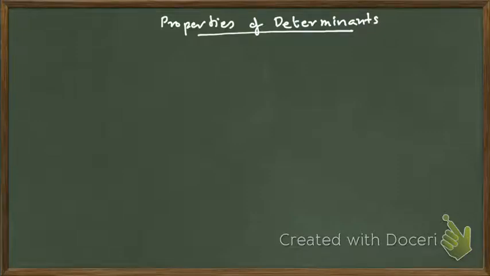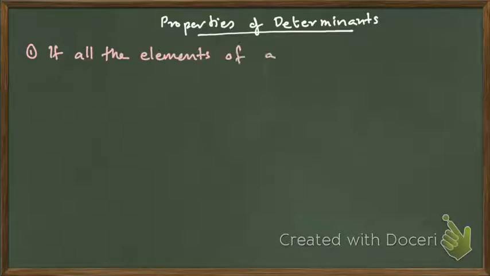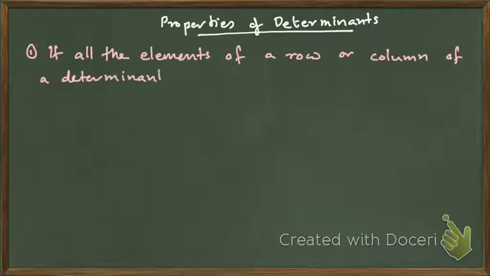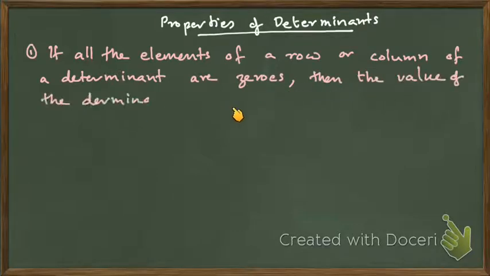Okay, in this video, we are going to look at some of the properties of determinants and how these properties are applied in evaluating determinants. So let's start. The first property says if all the elements of a row or column of a determinant are zeros, then the value of the determinant itself will be zero. So if all of the elements in a row or in a column are zero, its value is going to be zero.